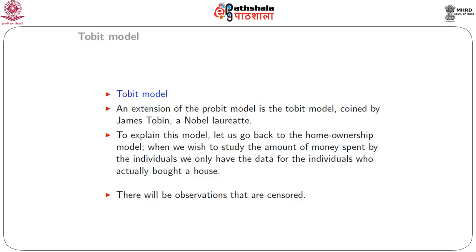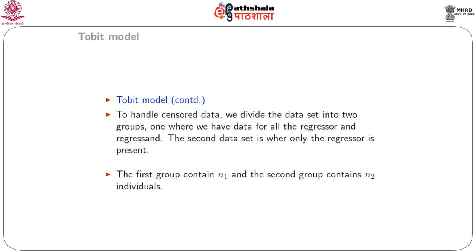So let us now go back to the home ownership example. If we are interested in knowing the amount that a customer is spending on buying a house in relation to his or her income, then this data is only available for individuals who bought a house. Thus, to handle such a situation, we divide the entire population under study into two groups. One for which I have info about the regressor and the regressant, and the other where only data on regressor is present, but the regressant, which is the dependent variable, does not give us any values. So the first group has N1 and the second has N2 individuals.